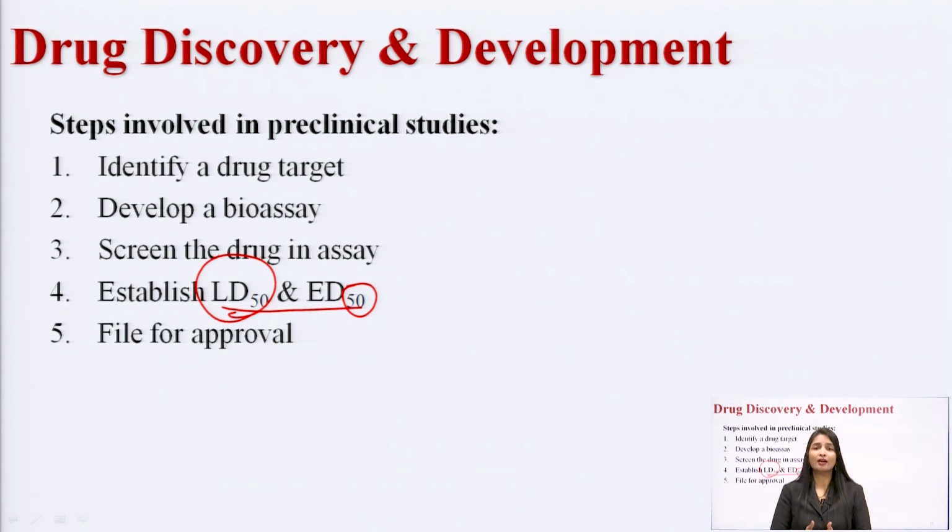Some drugs have a narrow therapeutic index, and some drugs have a wide therapeutic index. What does it represent? If a drug has a narrow therapeutic index, it means you have to be very careful when using that particular drug.